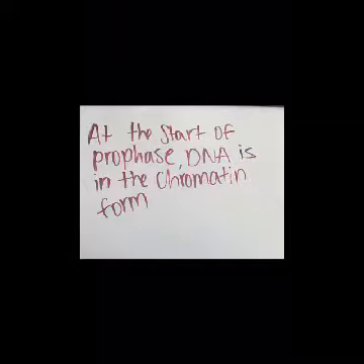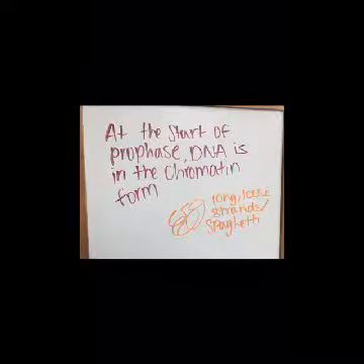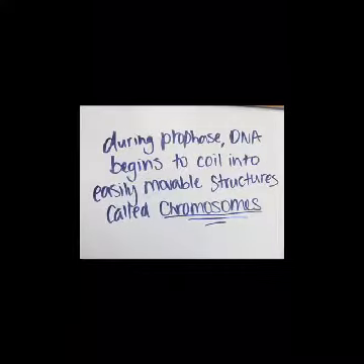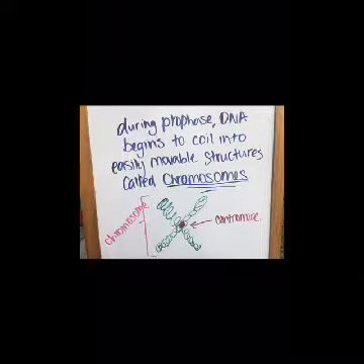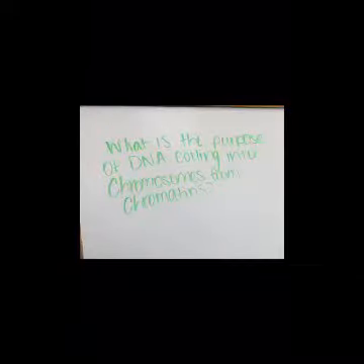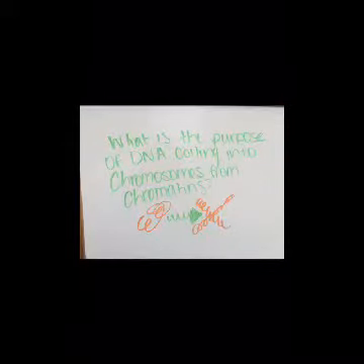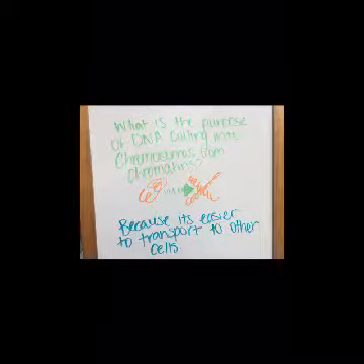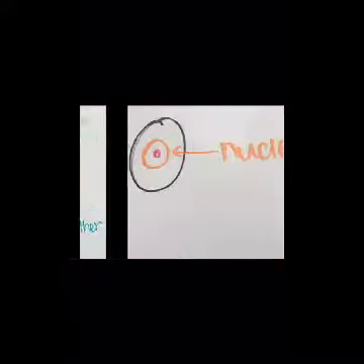At the start of prophase, DNA is chromatin. It's a spaghetti, remember? During prophase, DNA begins to coil into easily movable structures called chromosomes. Here we have a chromosome. What is the purpose of DNA coiling into chromosomes from chromatin? This is why: because it's easier to transport to other cells. Remember, it is a suitcase, okay?